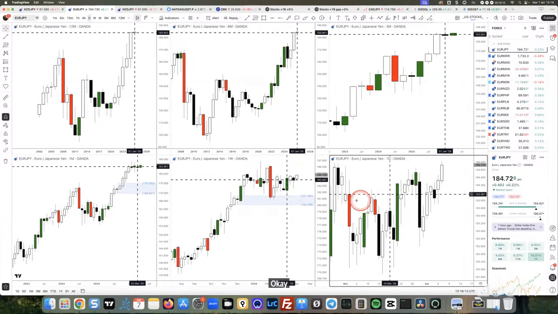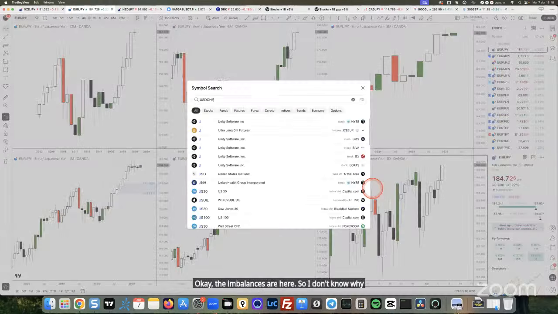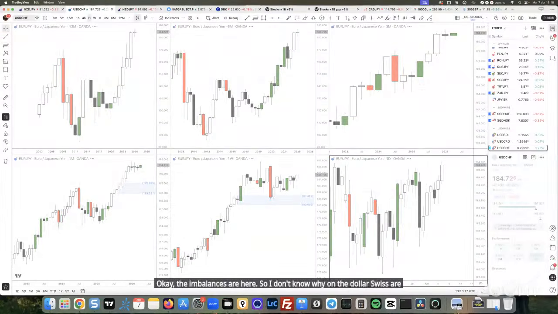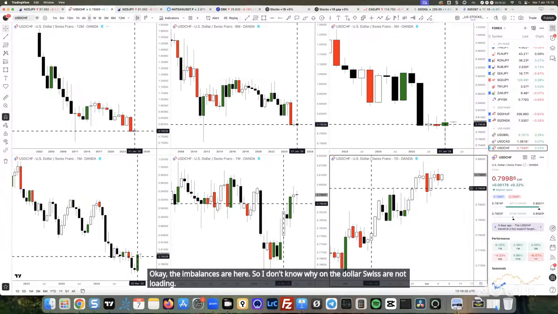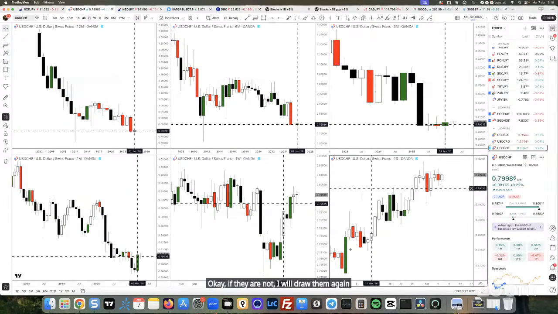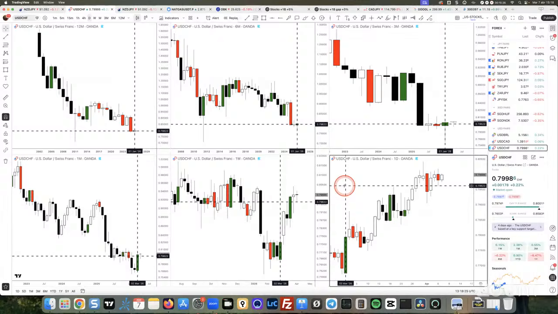Okay, the imbalances are here. I don't know why on the dollar Swiss they are not loading. Okay, if they are not, I will draw them again.